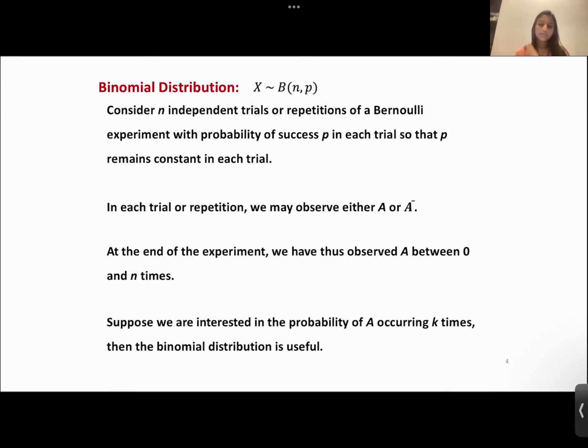So we have this Bernoulli trial. When you conduct multiple such Bernoulli trials, it follows a binomial distribution, which is denoted by something like this. So n is your size, the number of trials that you perform, and p is the probability of a given outcome. All these are independent trials or repetitions of a Bernoulli experiment, where the probability of success is p and failure is 1 minus p, like we saw.